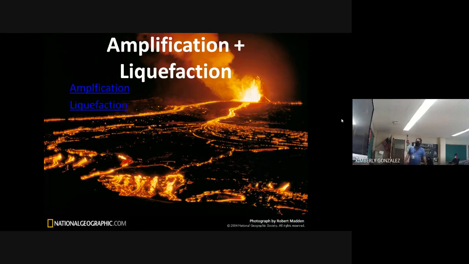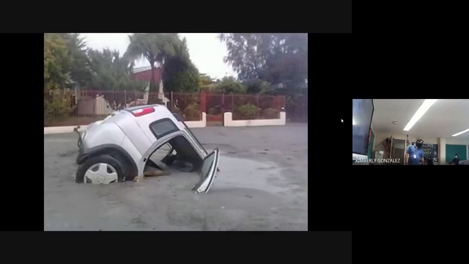You don't need to know this. This is for the honors kids. Although that can happen with earthquakes. Whoa. The ground basically turns into quicksand, sucks up your car. And then after the shaking stops, it turns back into solid ground.